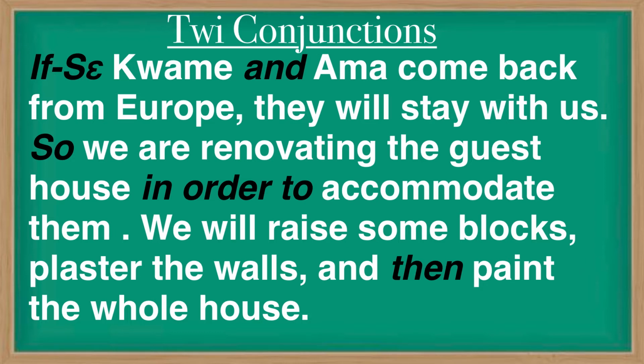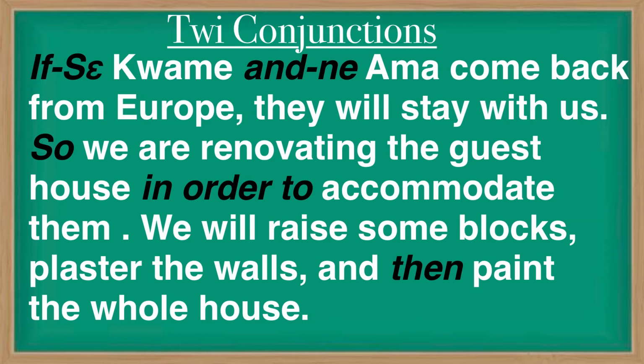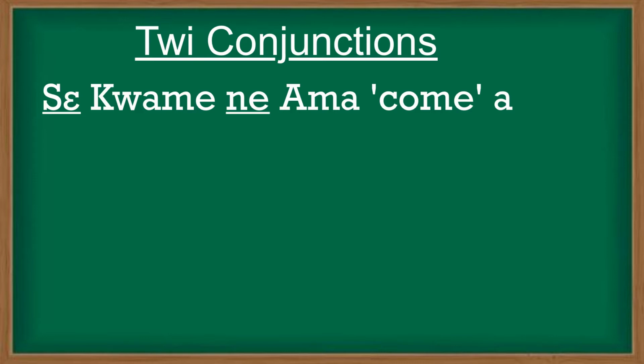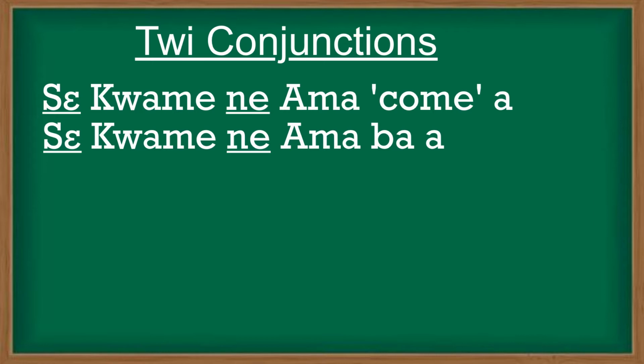The next is and. The Twi word for and is ne. So it will be: Se Kwame ne Amma ba. As I've told you, we are laying much emphasis on the conjunctions. When the time comes for us to learn how to form sentences in Twi, then we will also talk about the other words that are found in the sentences. But this time around, we lay much emphasis on the conjunctions.